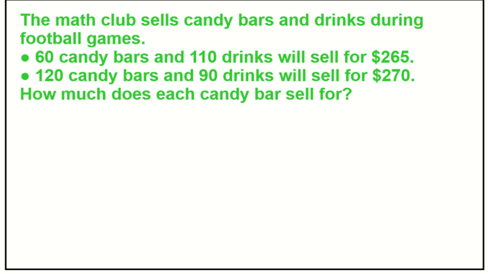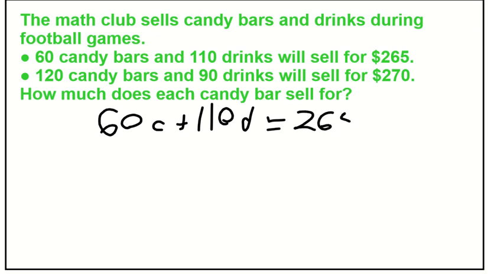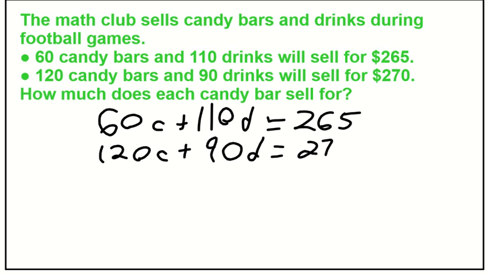All right, you can tell me how much the candy bar costs. Aiden? Yeah, 75 cents. So we'd have 60 candy bars, 110 drinks equals $265. 120 candy bars, 90 drinks equals 270. All right, so that's how I would write the equations.